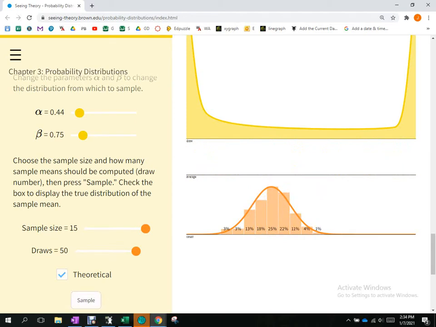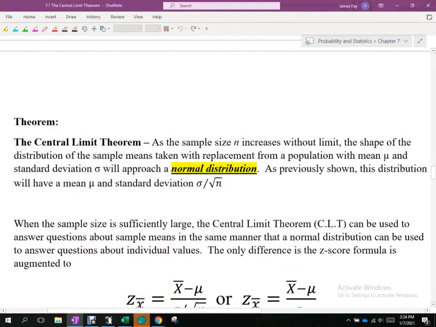Okay. Now, what we're going to actually find out, and I wish that this applet would have this, is that a sample size of 15 is okay. But generally, when we talk about the central limit theorem, we want that number to be at least 30. Okay. So we'll talk about that here in a moment. But it says, when the sample size is sufficiently large, the central limit theorem can be used to answer questions about sample means in the same manner that a normal distribution can be used to answer questions about individual values.